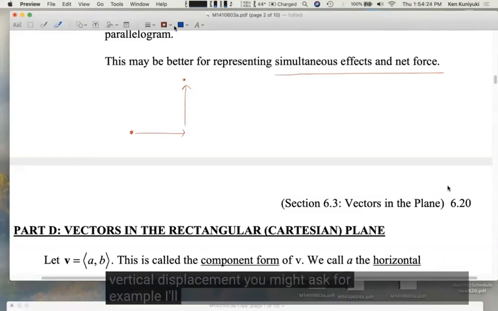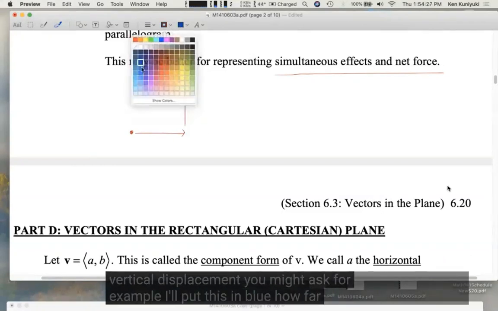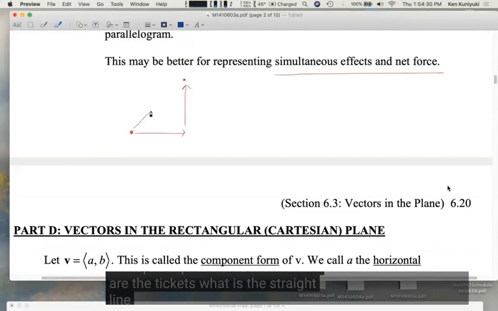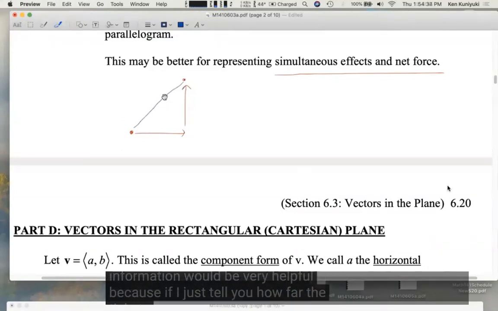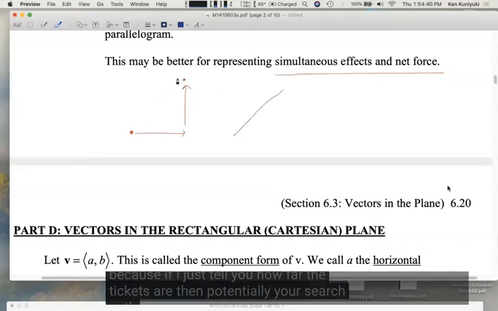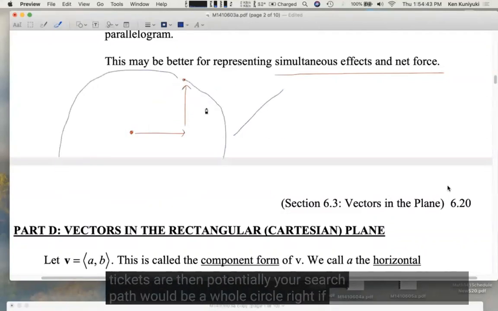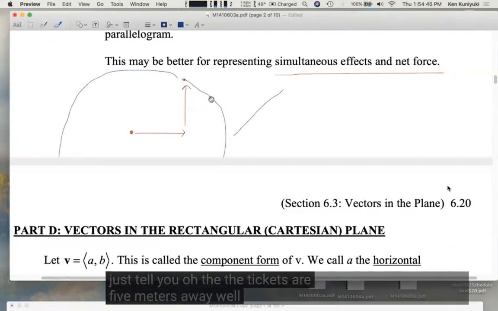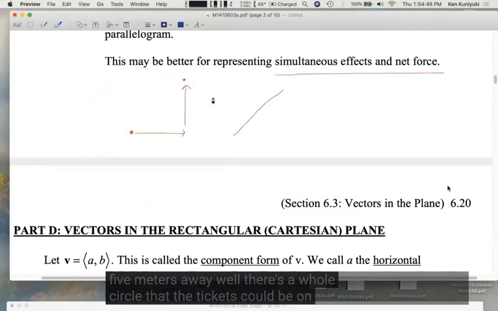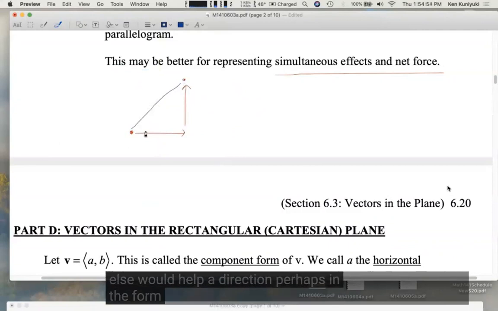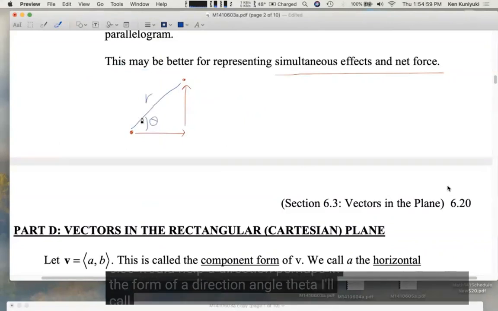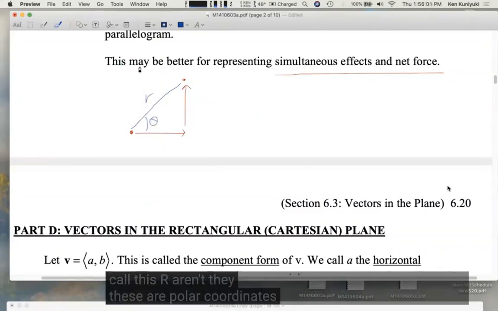You might ask, for example, I'll put this in blue, how far are the tickets? What is the straight line segment distance between the two points? And then what other piece of information would be very helpful? Because if I just tell you how far the tickets are, then potentially your search path would be a whole circle, right? If I just tell you, oh, the tickets are 5 meters away, well, there's a whole circle that the tickets could be on. What else would help? A direction, perhaps in the form of a direction angle, theta. I'll call this R. R and theta, these are polar coordinates.